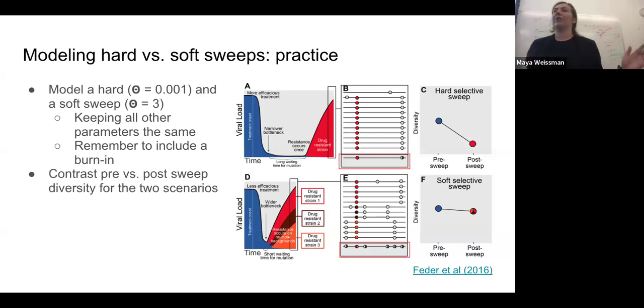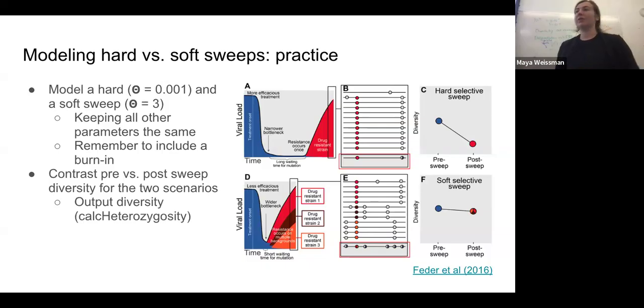And I want you to calculate heterozygosity at the end of the burn-in, right before you start allowing selection to occur. And then I want you to calculate heterozygosity after the mutation has reached a frequency of 50% or more. So use calc heterozygosity, which we used a lot yesterday, to look at diversity. And our goal is to recapitulate these two figures. So we're trying to calculate heterozygosity pre-sweep and post-sweep, or after the burn-in and after the beneficial mutation has risen to high frequency. You can choose to have it be a complete sweep or a partial sweep.